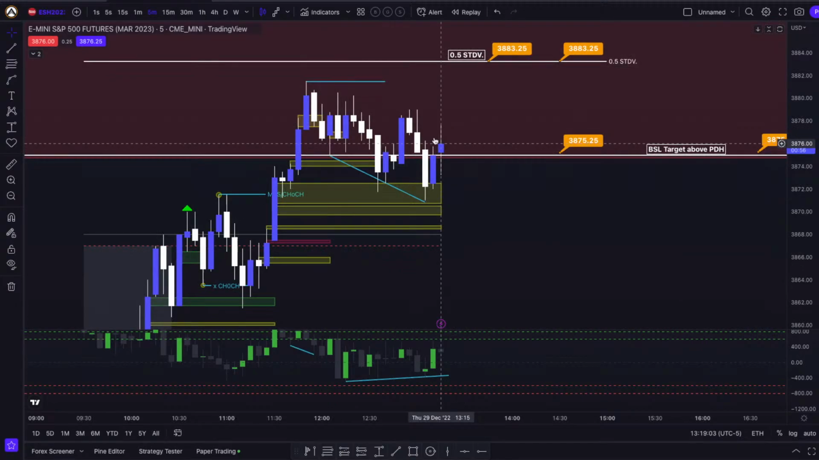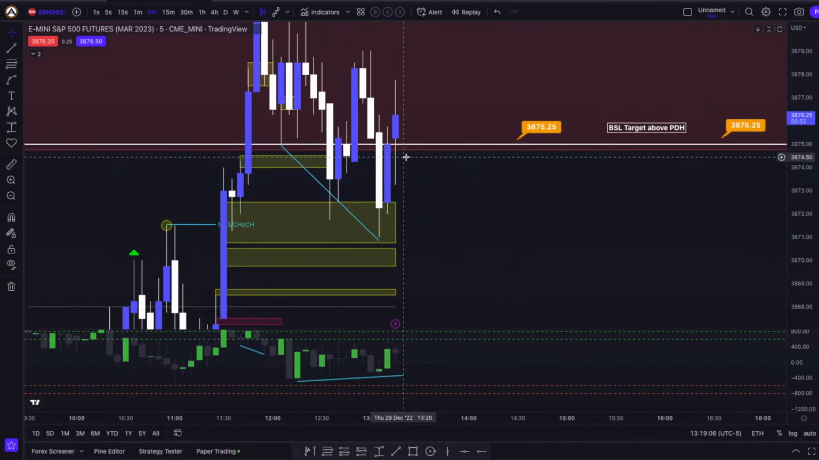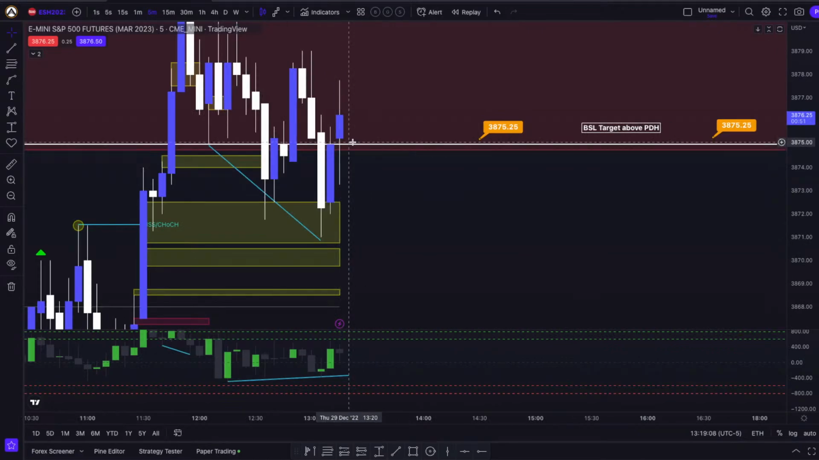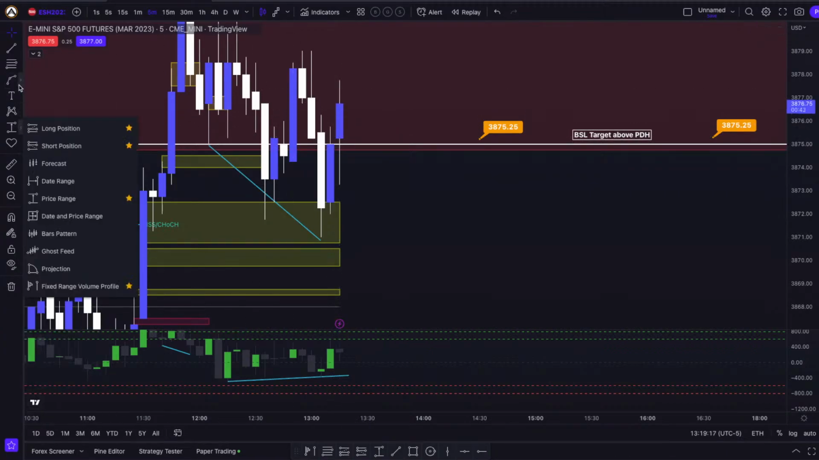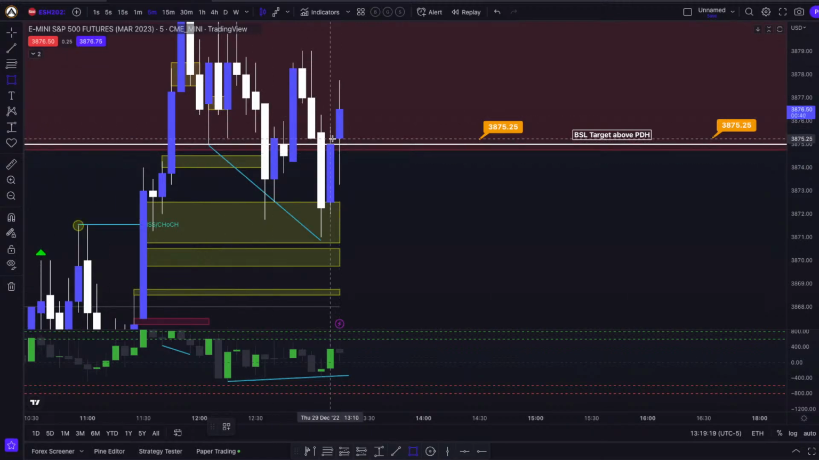We have a volume gap right on a 5-minute chart, right on our buy side liquidity target. So they gapped it basically above it. Interesting. Volume inefficiency. Let's mark this one up. Right here.